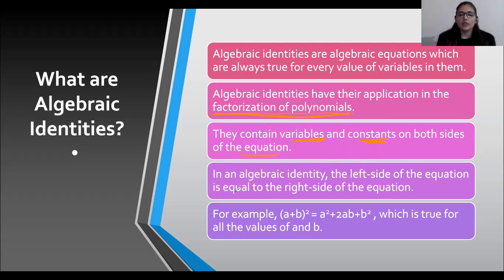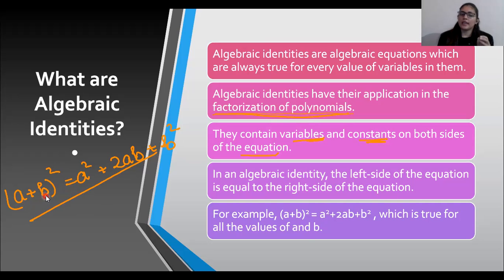For example, we are well aware of this identity: a plus b whole square equals a square plus 2ab plus b square. We all are well aware of this basic identity. So what does it mean, how can we use it? It means that if you replace the variables a and b with any number, then whatever is on the left side, you will get the same thing on the right-hand side. For any number these identities are satisfied.